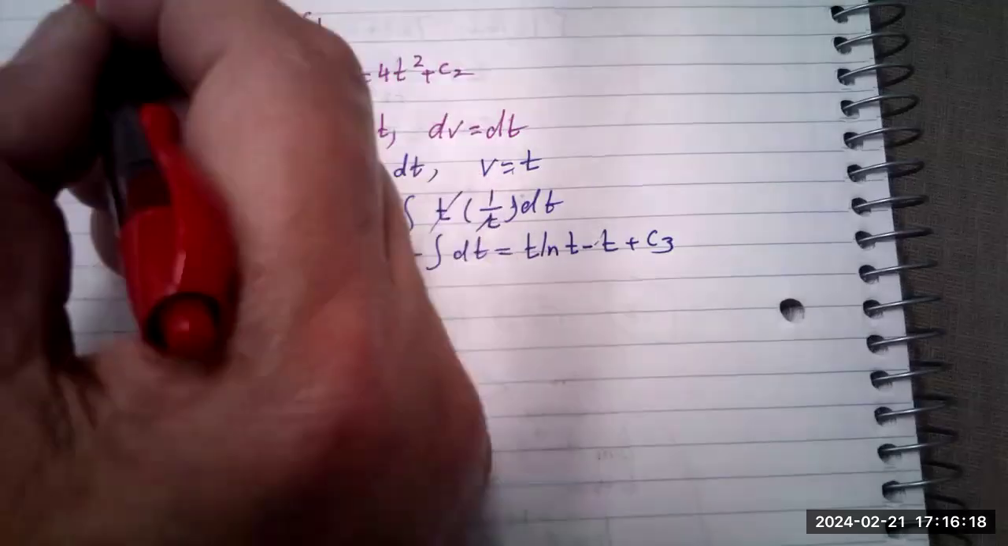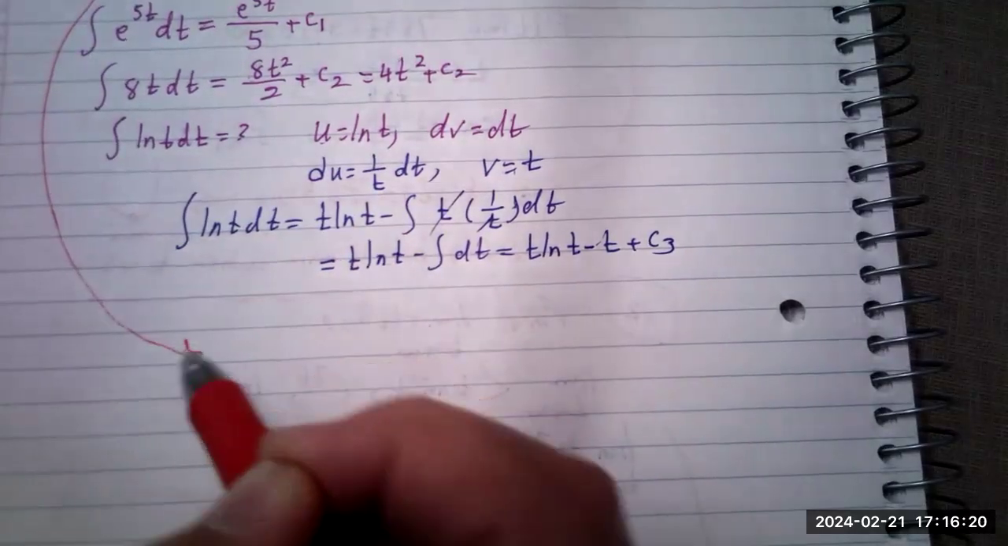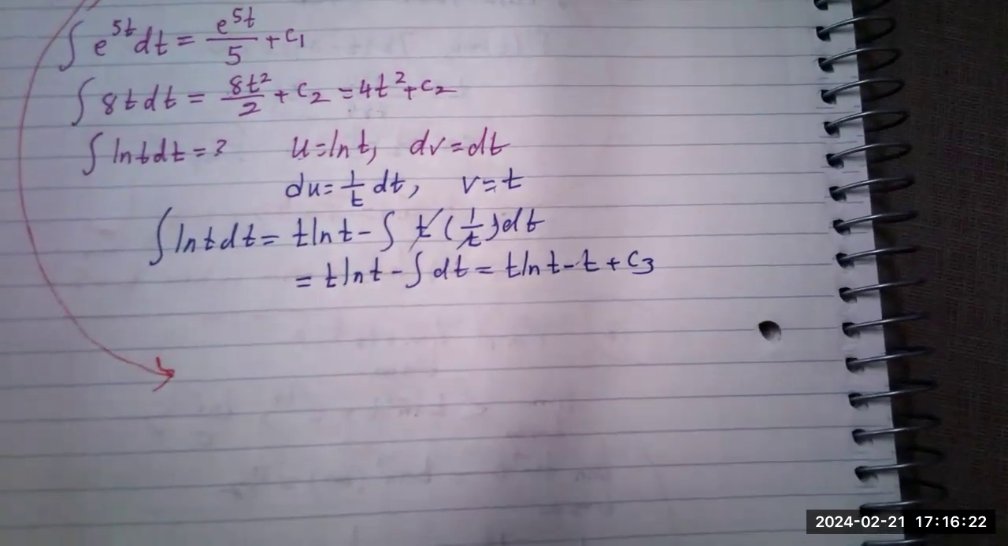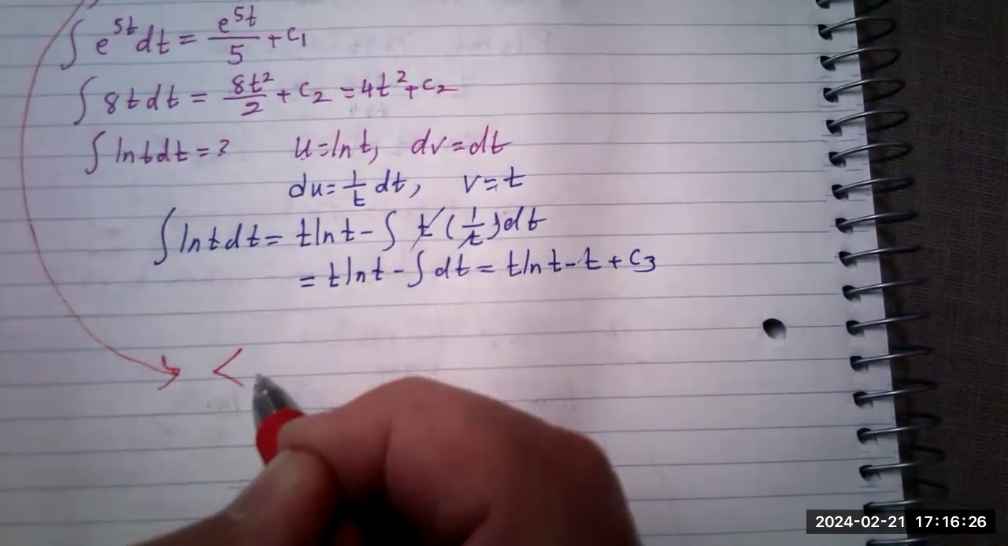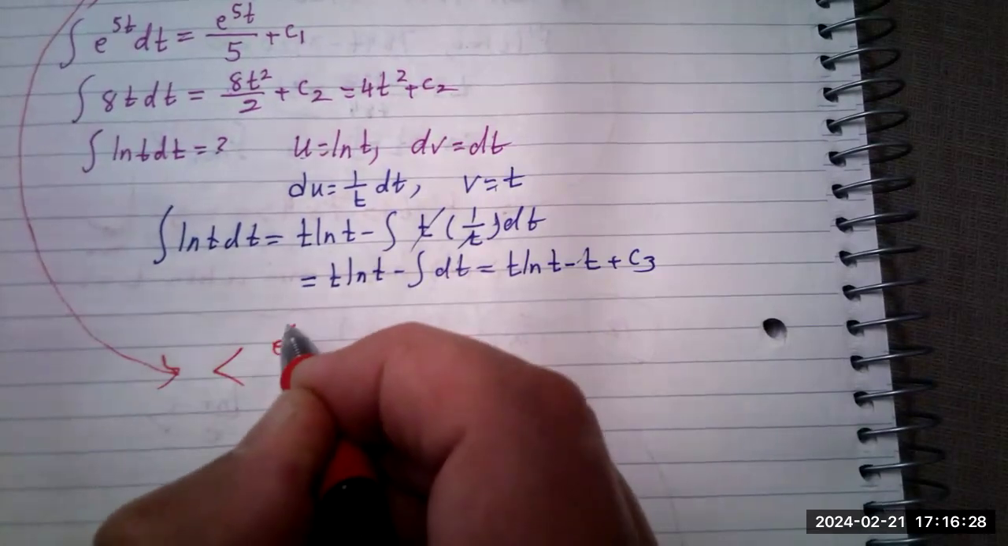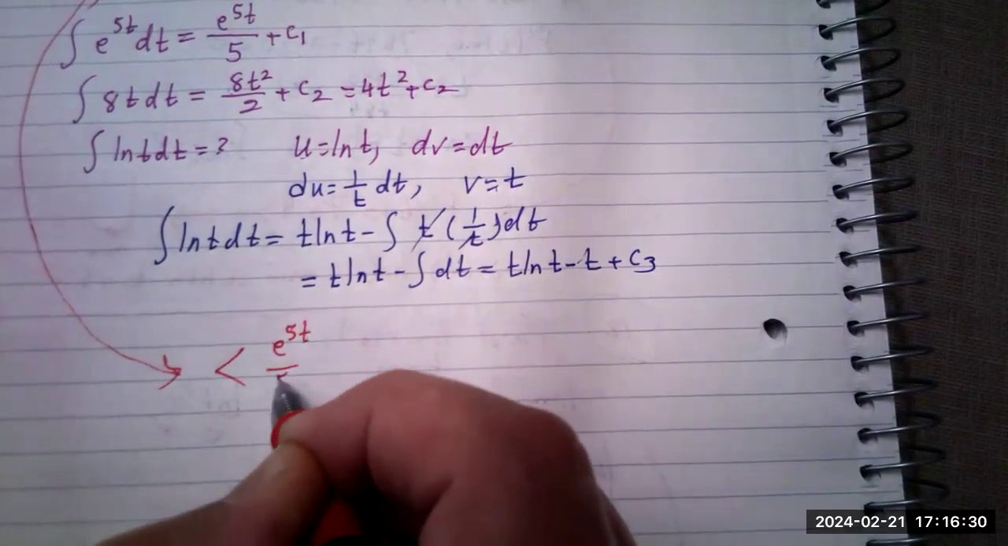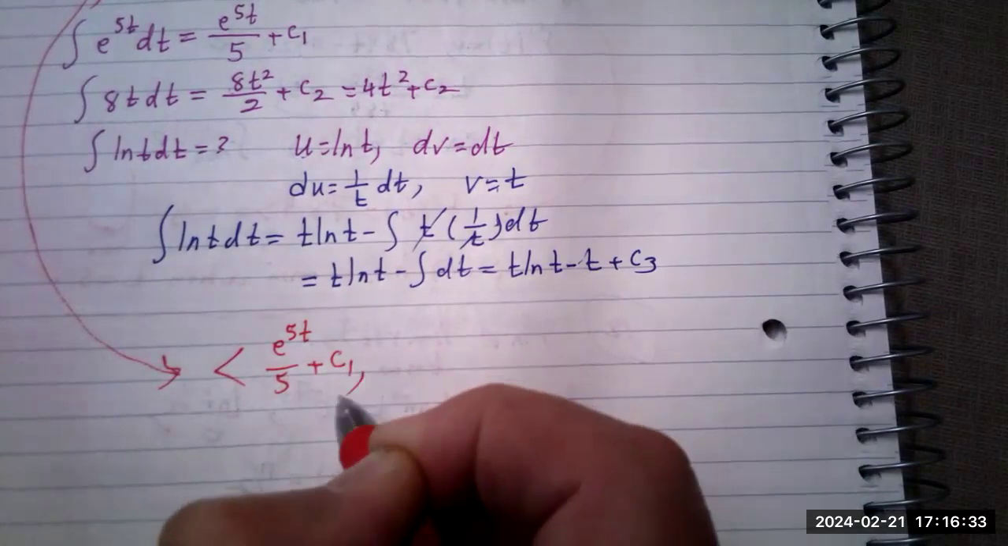Okay, so just do one by one. So the final answer is going to be a vector. You can write it in vector form or just the one that's given to you. So the first component is e to the 5t over 5, plus C1.